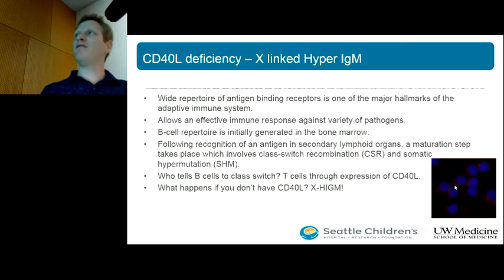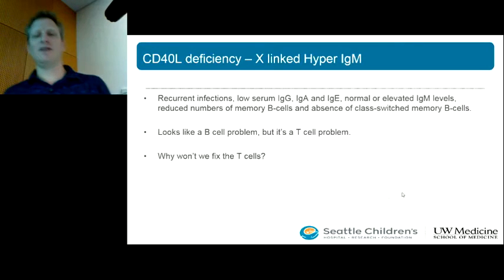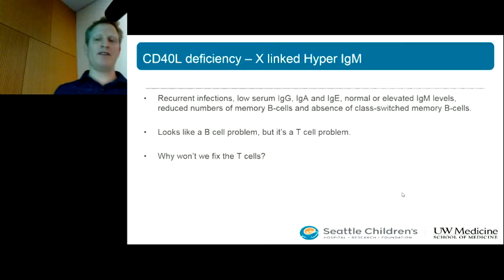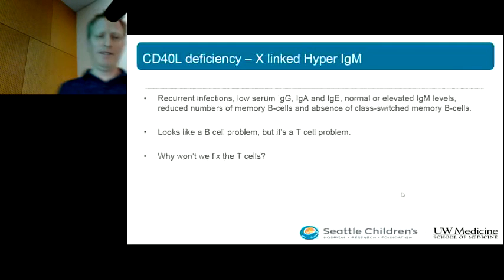What happens if you don't have CD40 ligand? Then you get hyper-IgM or X-linked hyper-IgM syndrome. And patients have recurrent infections. They have low IgG, low IgA, low IgE. They might have either normal or elevated IgM levels. They don't have memory B cells, and they don't have class-switched memory B cells because they can't class switch, because they can't get the signal. So it looks like a B cell problem, but it's a T cell disease.